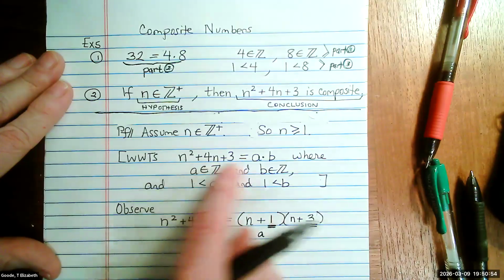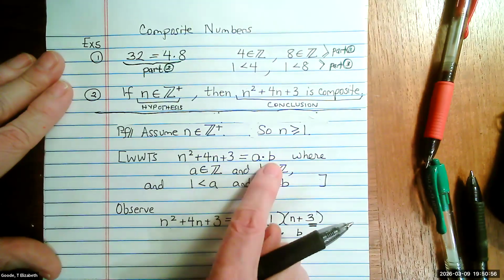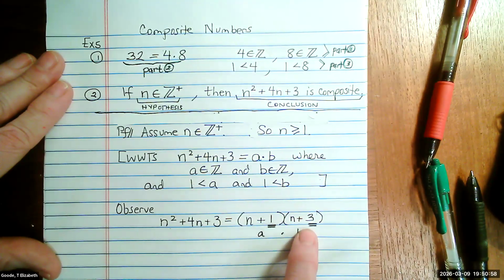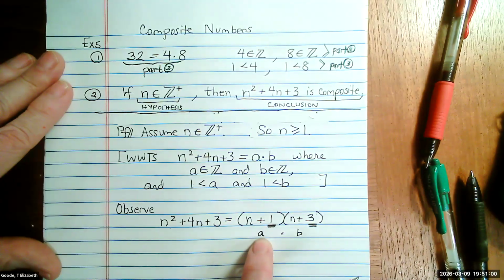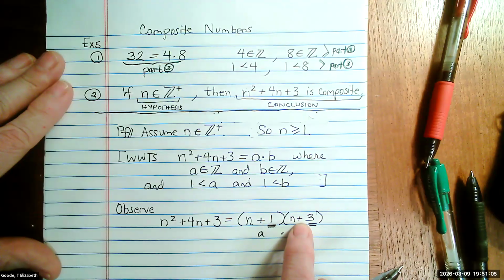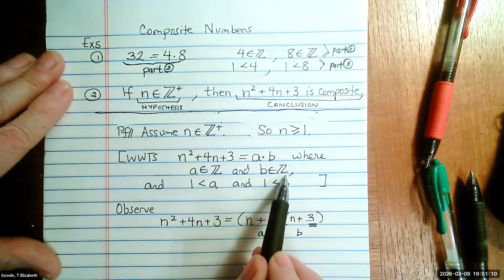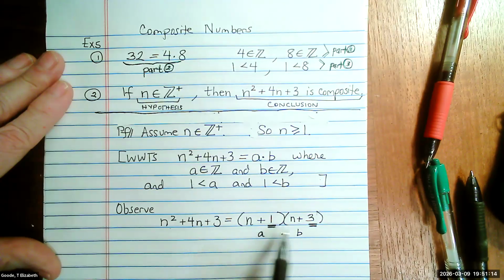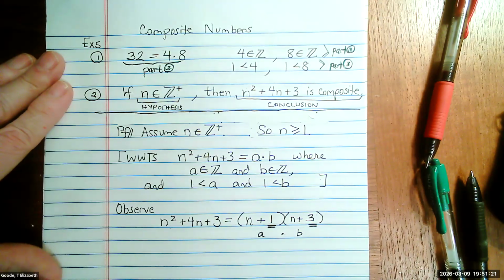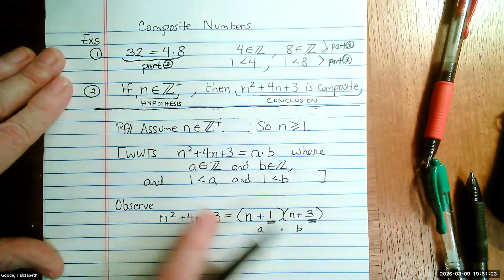So we have the first part. We've got it written as an A times a B. But now we have to talk about why n plus 1, that's our A, is an integer. And we have to talk about why n plus 3, that's our B, is an integer to get this part of the definition of composite satisfied. Then we have to talk about why each of these, A and B, is bigger than 1, why 1 is less than each of those. It's not hard to do because we know n is an integer.